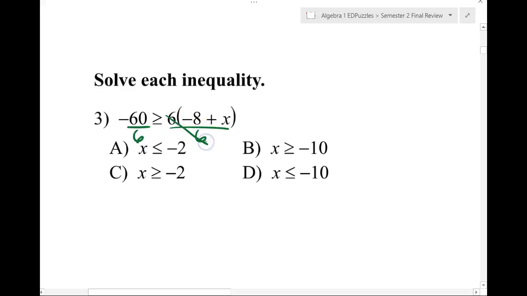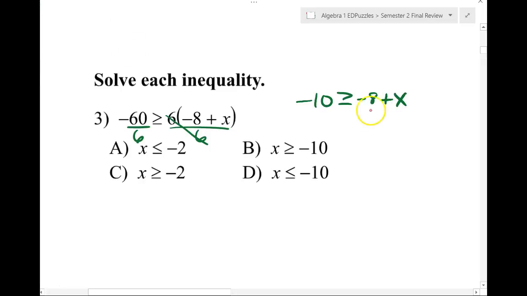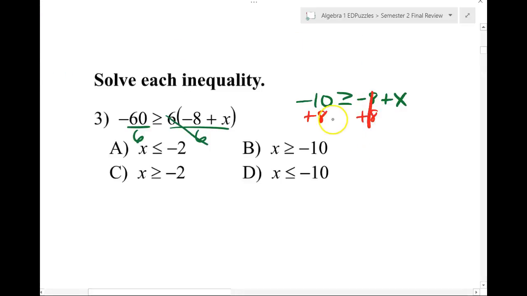That cancels out 6. Then on the left here, negative 60 divided by 6 is negative 10. Greater than sign doesn't change. And then you're left with just the terms inside the parentheses, negative 8 plus x. And then what you want to do here is just solve like you would an equation. I want to get x by itself. So let's add 8 because it's negative. That cancels out. And now I have negative 10 plus 8, which is negative 2 on the left, and then the greater than or equal sign, x.